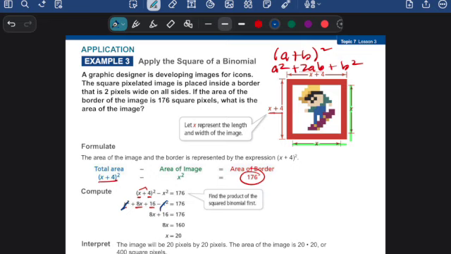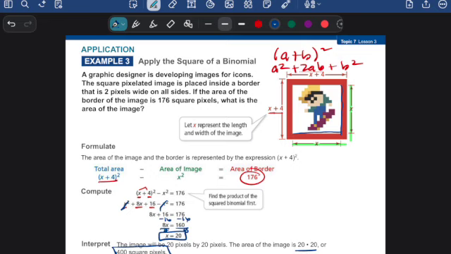Can we solve for x? Yes, we can. We can subtract 16 from both sides and then divide by the coefficient on both sides, and we get x equals 20. What does that mean? It means the length of the picture is 20, or the size of the image is 20 pixels, and it's square. So since it is square, the total area would be 20 by 20, or 400 square pixels. So make sure you read the question carefully to answer the correct problem.